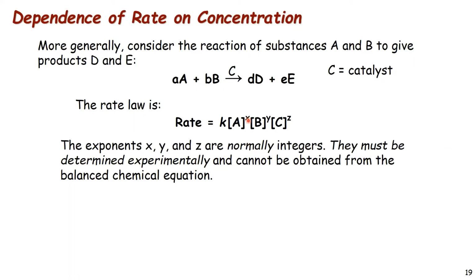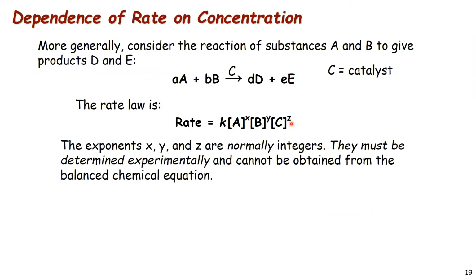And it doesn't have to be a whole number. It could be 1/2. X could be 1/2. Then it's half order. It could be -1. So it'd be negative first order. That means when you add stuff, the chemical reaction actually slows down. Okay? So again, they're normally integers, but they don't have to be. They're normally positive, but they don't have to be.